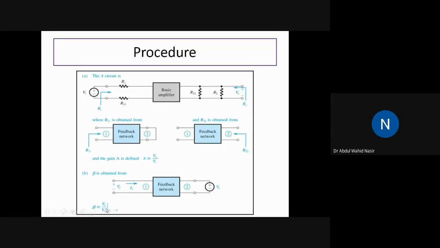Similarly, how to find the value of beta? Beta is equal to VF by V naught at I equal to 0. Here you will have VF from 1. VF you know, and V naught also, you know. By considering I equal to 0, that means you have to short the I. In this way, you can find the gain A and also the beta from the network.